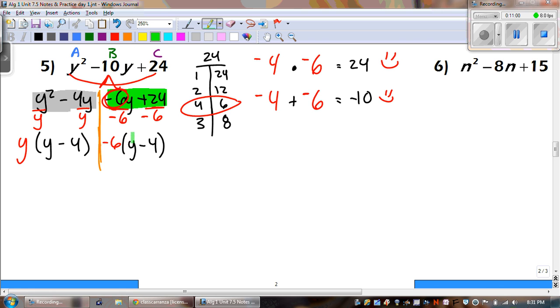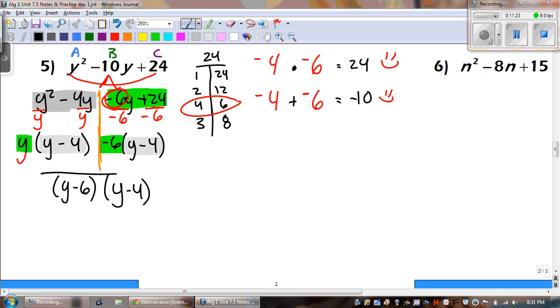Because remember, y minus 4 and y minus 4, that's your check to see if you did it right. Okay, and then what's left over? Your y minus 6. That turns into your other binomial. So we're left with y minus 6 times y minus 4. And remember, it could be y minus 4 times y minus 6. It doesn't matter.